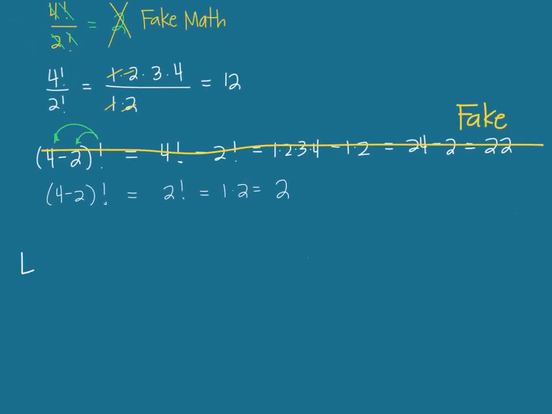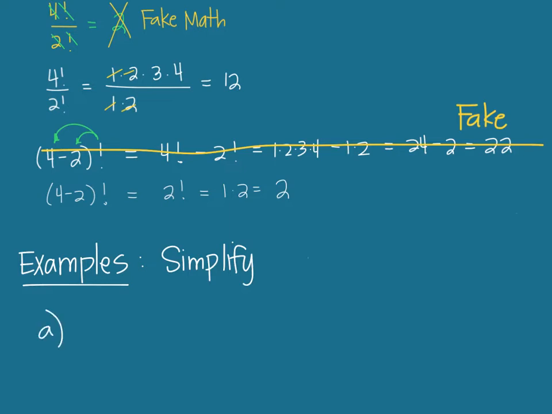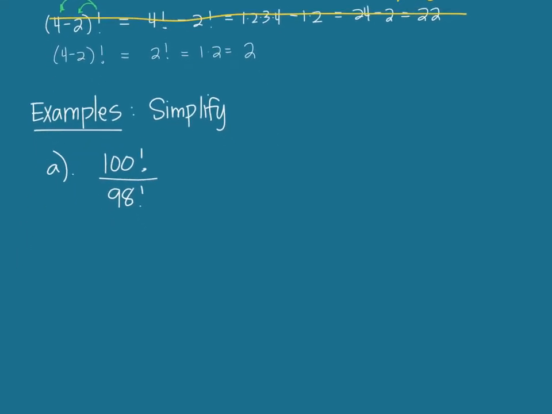So that leads us into some numerical examples where you want to simplify, and the calculator won't be able to do it, but you can. So this is an example of simplify. Could you simplify 100 factorial over 98 factorial? The calculator can't. You will get error overflow, but you can.